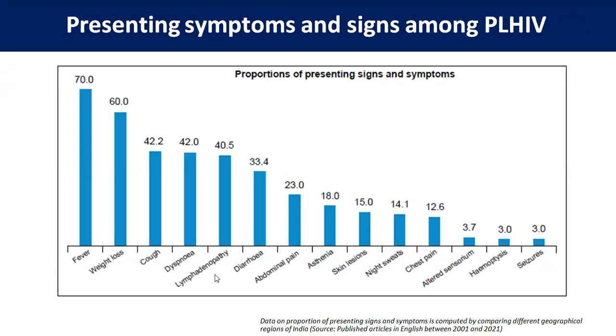Presenting symptoms and signs among PLHIV: majority of them present with fever, weight loss, cough, dyspnea, lymphadenopathy, diarrhea, abdominal pain, asthenia, skin lesions, night sweats, chest pain, altered sensorium, hemoptysis, seizures. Majority of them come with fever and weight loss, where you should suspect immunodeficiency syndrome.